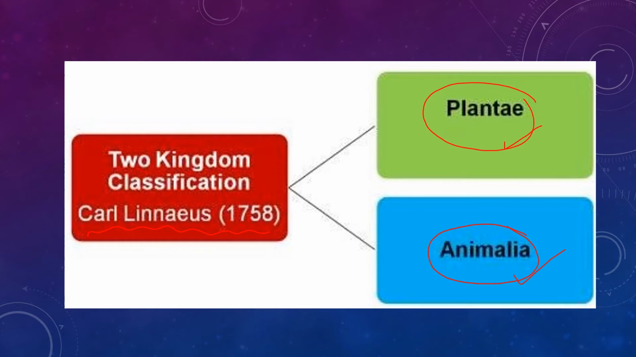But this system did not distinguish between eukaryotes and prokaryotes. It did not distinguish between unicellular and multicellular organisms. It did not distinguish between photosynthetic and non-photosynthetic organisms. That's the reason why this two kingdom classification failed, and later on, for more accuracy, the five kingdom system of classification was postulated, which gave us a clear-cut picture about the different species existing on the earth.